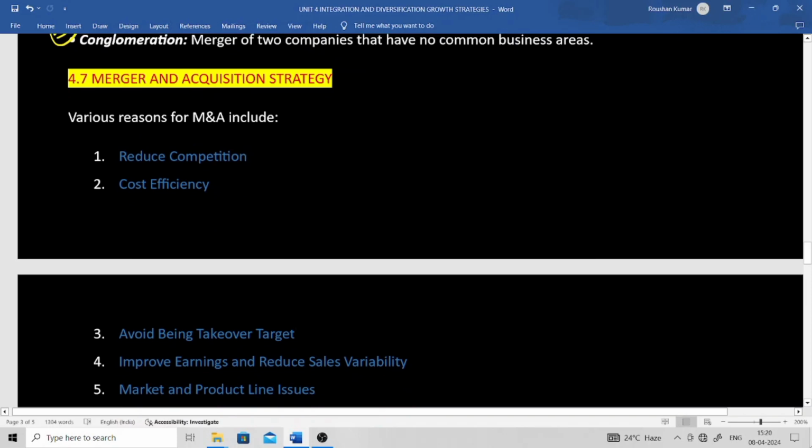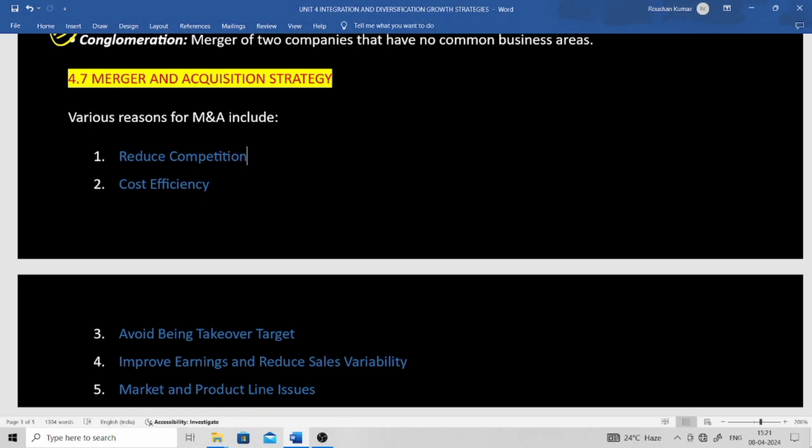Then we have mergers and acquisition strategies. Various reasons for merger and acquisition are there. Out of those, some are given here. The first one is to reduce competition, to eliminate competition.